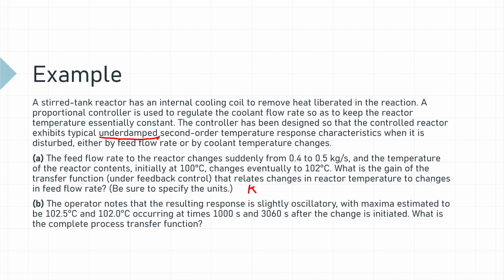As for letter B, the operator notes that the resulting response is slightly oscillatory because after all it is underdamped, with maxima estimated to be 102.5 degrees Celsius and 102 degrees Celsius, occurring at times 100 seconds and 1000 seconds and 3060 seconds after the change is initiated. In this case, we are asked what is the complete transfer function. Okay, so we're asked for the transfer function for this one. Let's call that g of s, just for simplicity's sake.